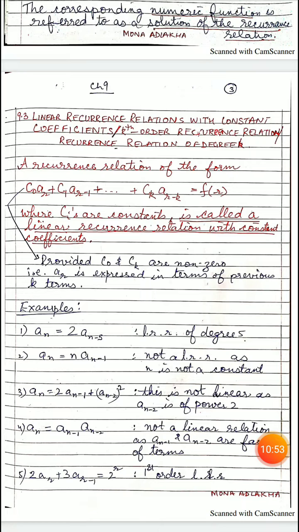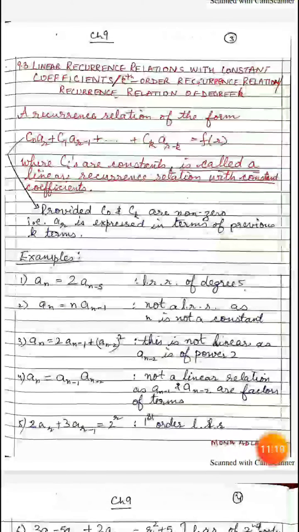If I rearrange this equation, I'll get AR equal to FR minus all the other terms, divided by C0. So there will be K terms based on which I can find the AR term. Now we are seeing certain examples of recurrence relations, and we are trying to find whether they are linear recurrence relations, and if they are, what the degree of that recurrence relation is. In the first example, an is equal to 2an minus 5.